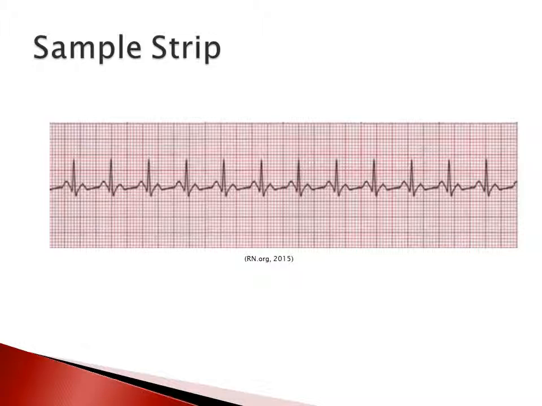So let's practice again. When we march out our P to P wave distance on the strip, we can see that it's the same distance between each P wave all the way across the strip. So we know that this is a regular rhythm. And when we count our beats per minute, we get 120 beats per minute. The P waves are all the same size and shape across the strip. They're all upright, and there's a P wave in front of each QRS complex.